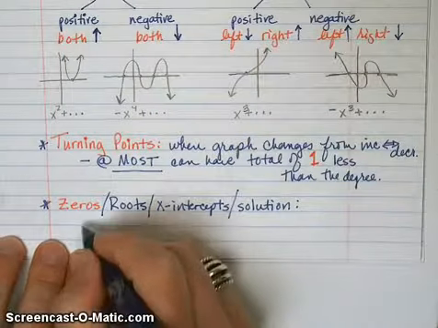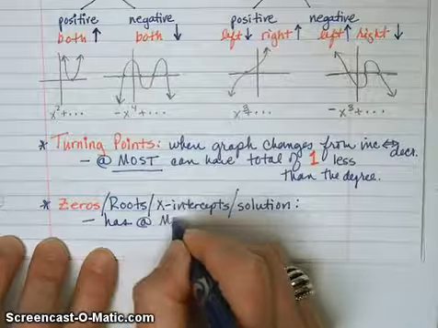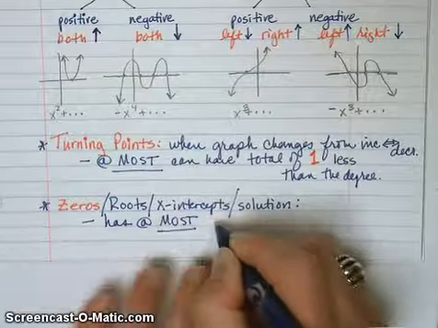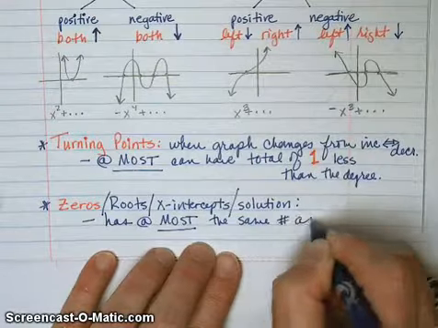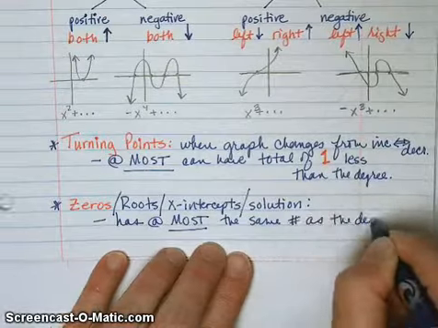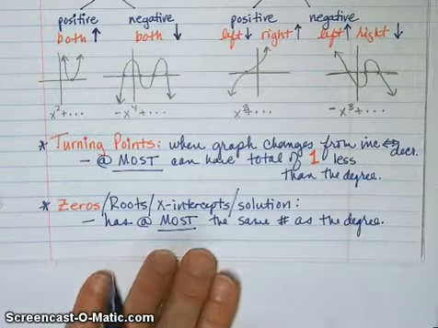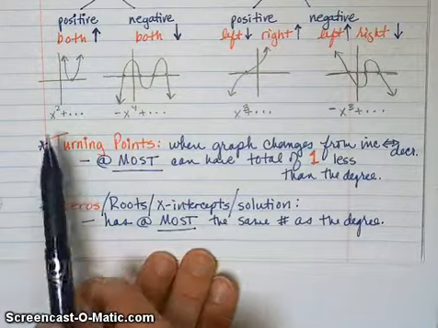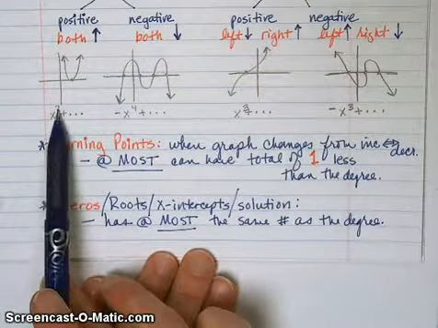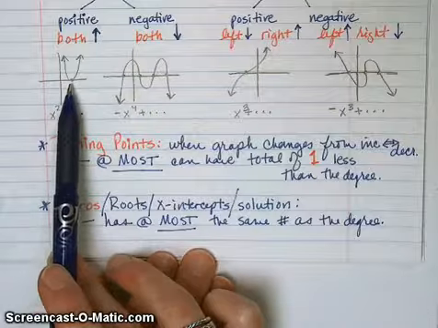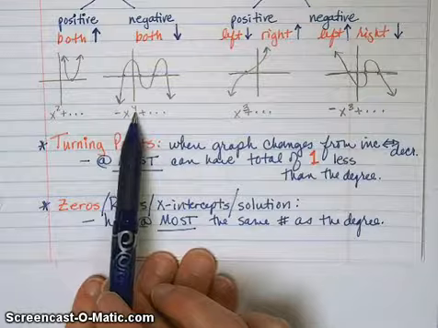Okay, this is important. This has, at most, the same number as the degree. So here, at most, that was a square root, or this is a quadratic. At most, it could have 2 zeros. Well, this one just touches the x-axis, so it has 1. This is x to the 4th. At most, it can have 4 zeros, and this one does.